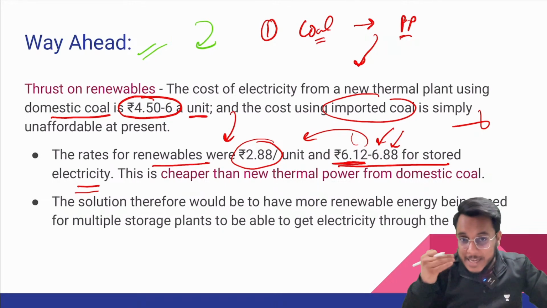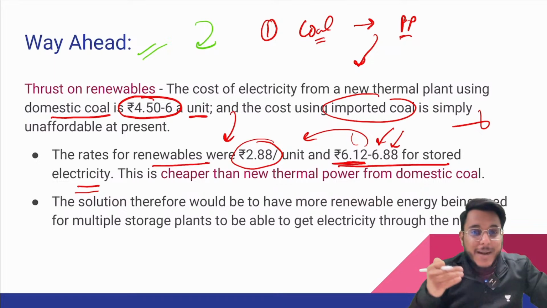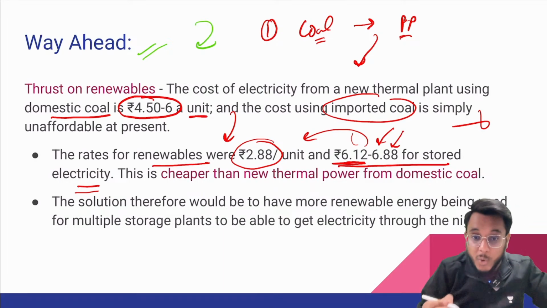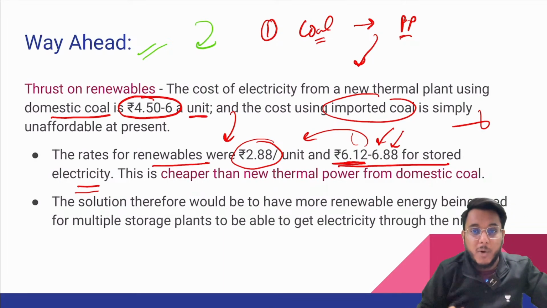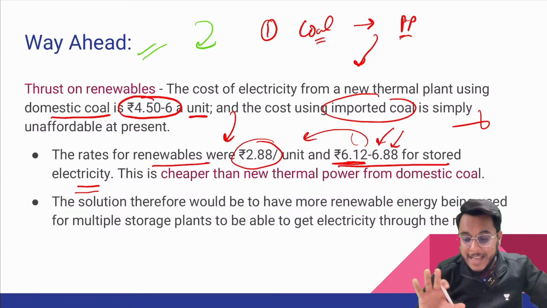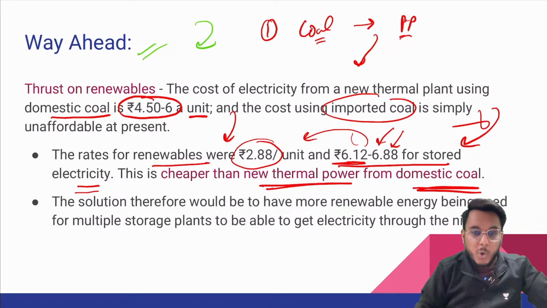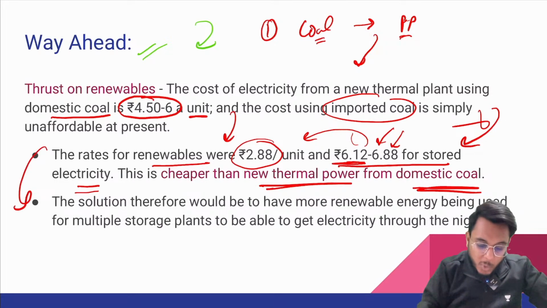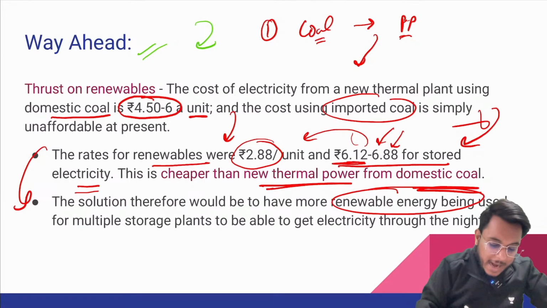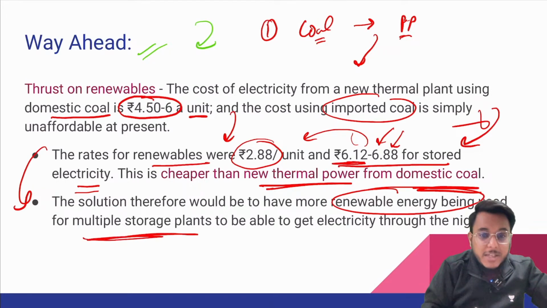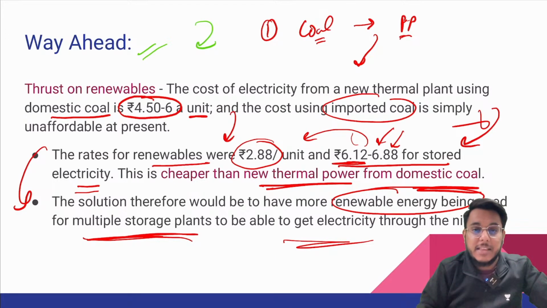And as developments are happening in lithium ion batteries day by day, as they are becoming more efficient, this cost will be brought down. So it has been provided that in the future, it will always be cheaper to invest in renewable energies. It will be cheaper than new thermal power plants as well as domestic coal. So the solution is to have more renewable energy, and we need to invest in multiple storage plants to get electricity in the night time.